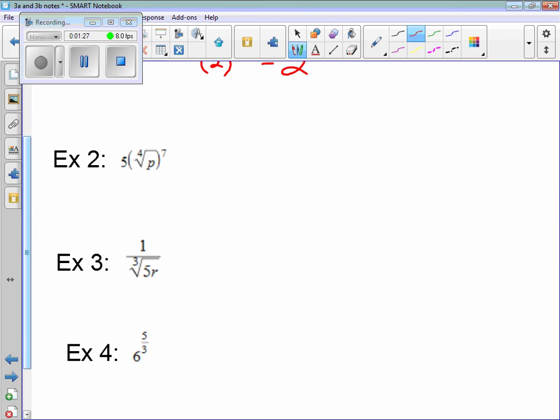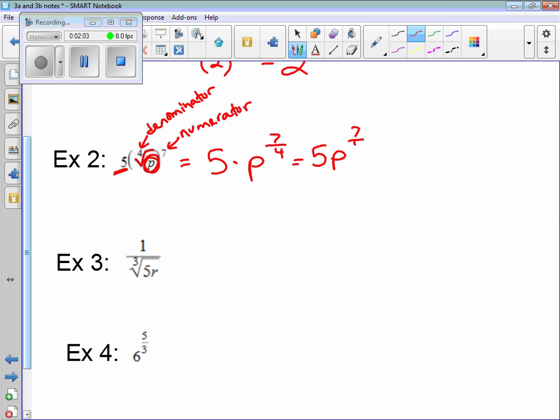Example 2. We have, oh, now it's 7 over 4 again. So the P is the only thing that's in the radical. The 5 is on the outside. The 5 has nothing to do with the radical at all. So it's just 5 times P raised to the 7 fourths. So again, this becomes your numerator, this becomes your denominator. So we can just rewrite this as 5p to the 7 fourths.